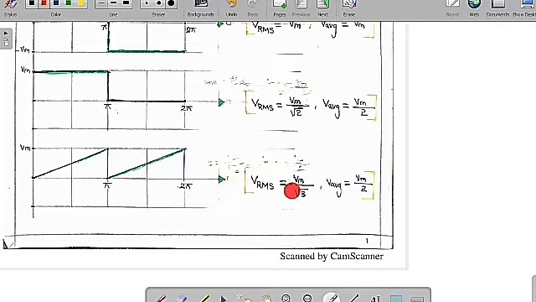So we can say for a ramp signal or triangular signal of periodic nature, the average value will be Vm by 2, whereas Vrms is equal to Vm by root 3.